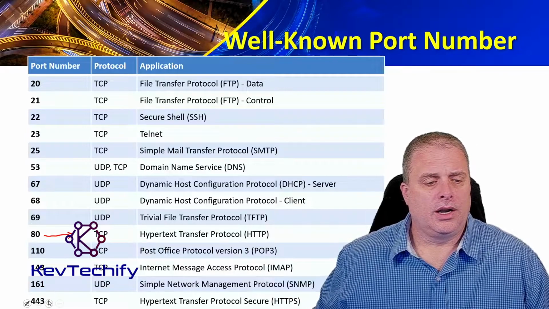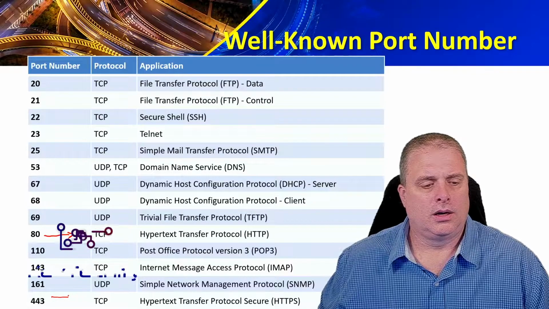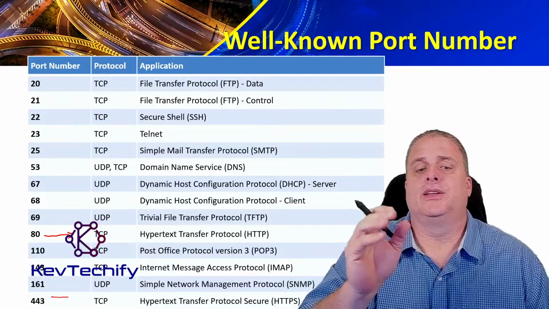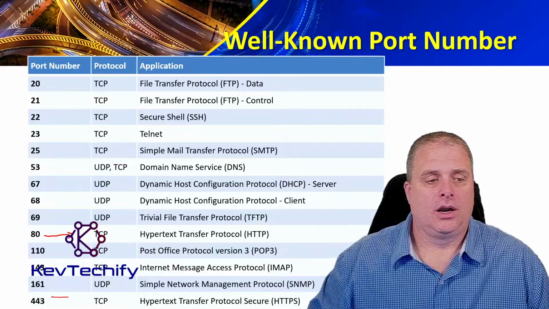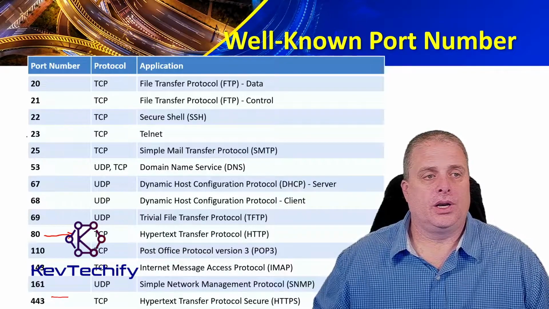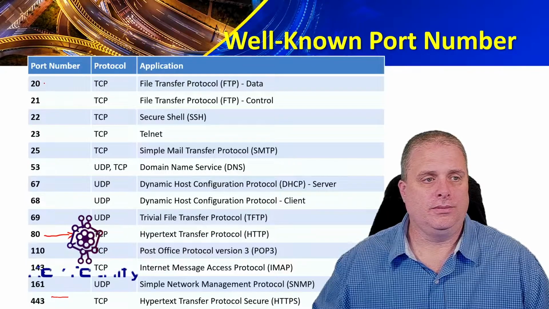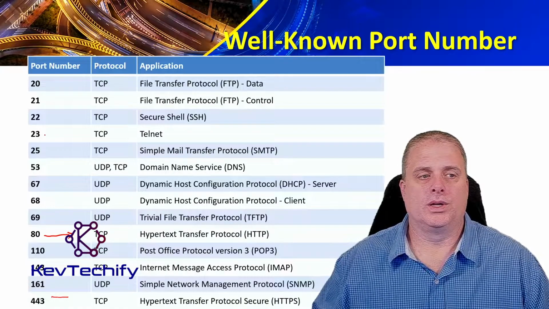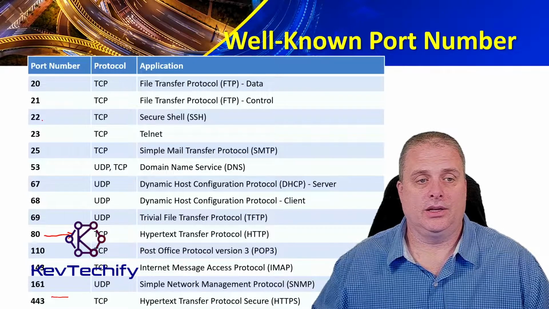The other one here is 443 down here. 443 is our secure web traffic. So instead of HTTP, this is HTTPS, where we add encryption in there. As we look through here, we can see that we have FTP right here on ports 20 and 21. We have our secure shell, and we have Telnet. Once again, secure shell or SSH is the encrypted version of Telnet.